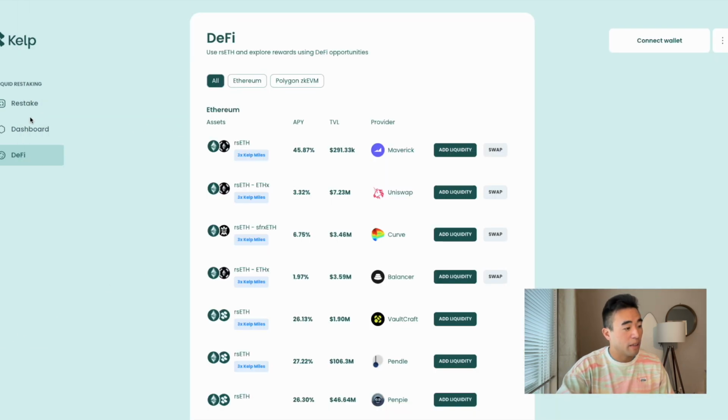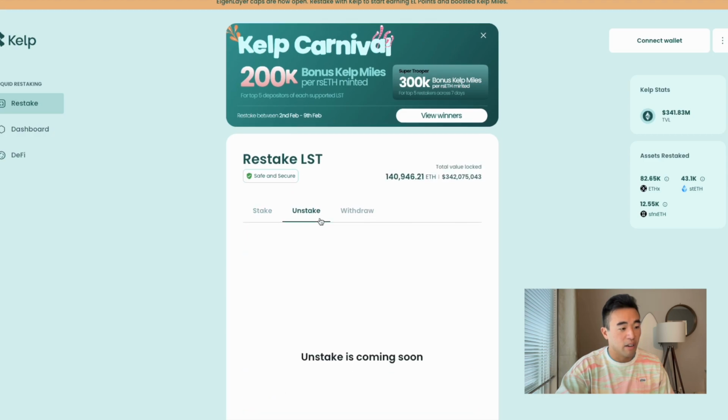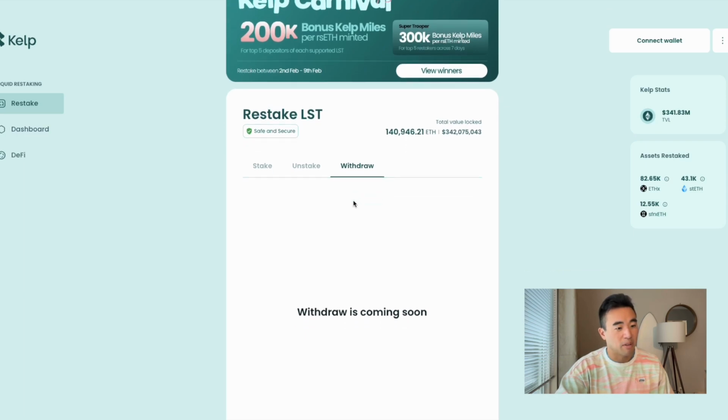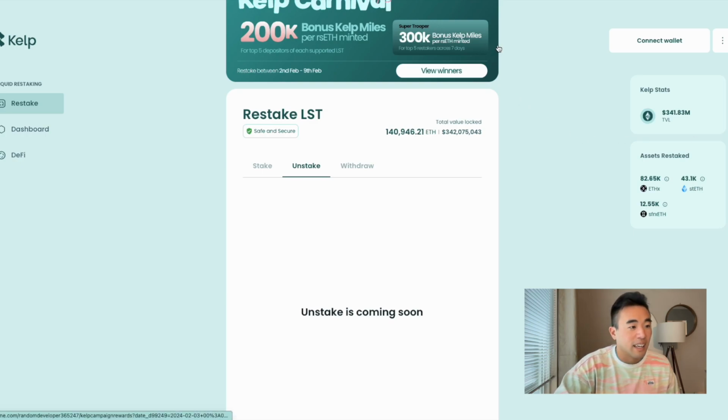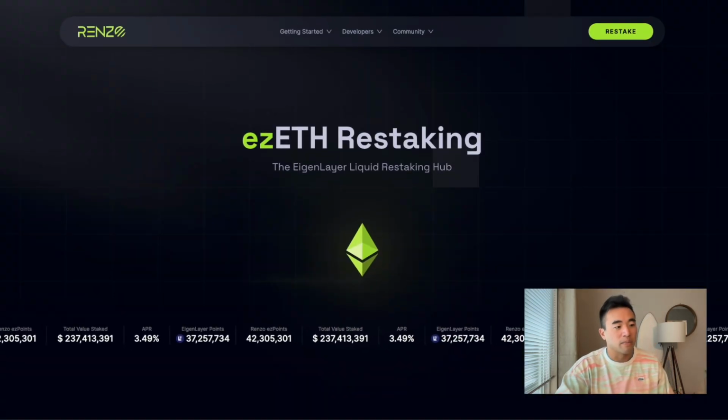Another thing to note on this, similar to Swell, is there is no way to unstake or withdraw. You see that this is coming soon on their app, so there is no way to get your funds out at the moment. All right, last but not least, let's take a look at Renzo.